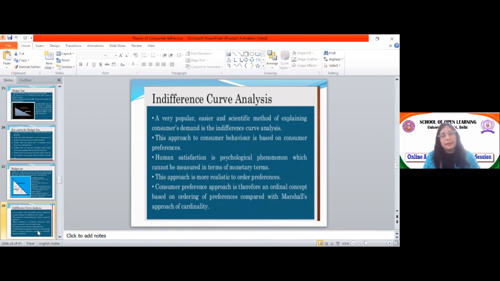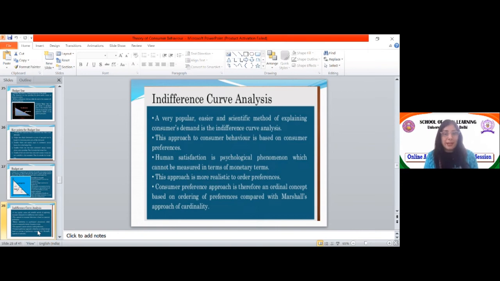So, indifference curve analysis. What is indifference curve analysis? It is a very popular, easier and scientific method of explaining consumers' demand. This approach to consumer behavior is based on consumer preference. Now, human satisfaction is a psychological phenomenon which cannot be measured in monetary terms. We are deciding our choices here. It cannot be measured in monetary terms that we are getting this much satisfaction from a cola bottle, or this much satisfaction from a sub. So this approach is more flexible in ordering preferences.